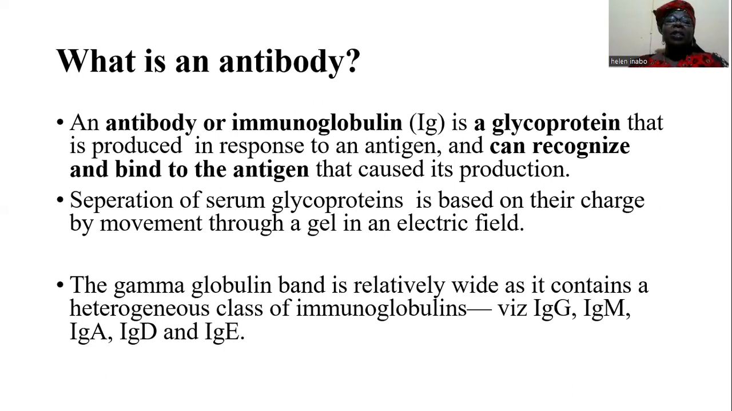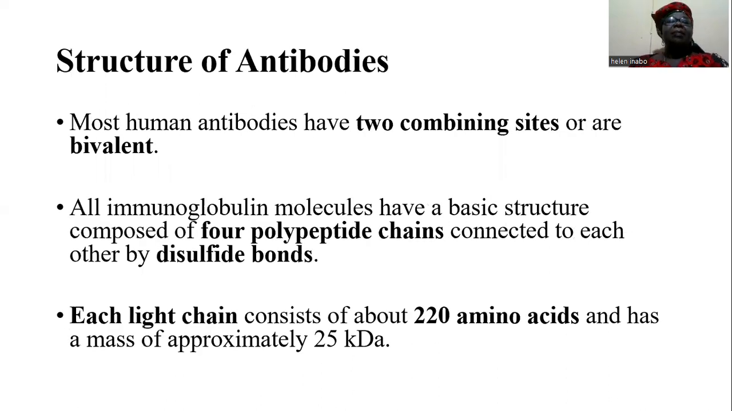Serum glycoproteins can be separated in an electrical field based on their charge by movement through a gel. The gamma globulin band is relatively wide as it contains a heterogeneous class of immunoglobulins such as IgG, IgA, IgM, IgD, and IgE.